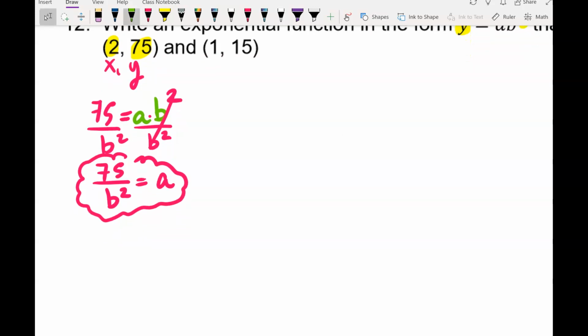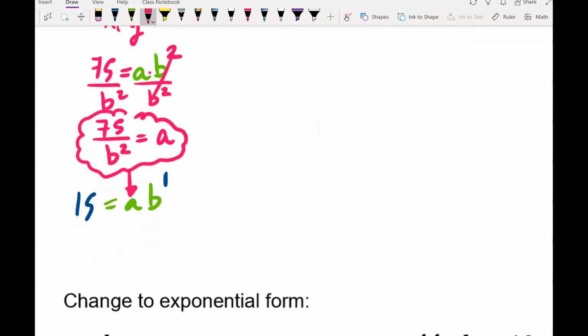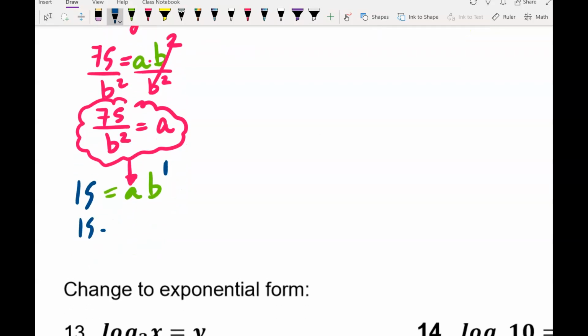Second step, take your other point, also plug that in for x and y. So I have 15 is equal to a times b raised to the first power. And now I want to take this guy and plug it in for a. And so that'll really be 15 is equal to 75 over b squared times b to the first, or you can think b to the first over 1.